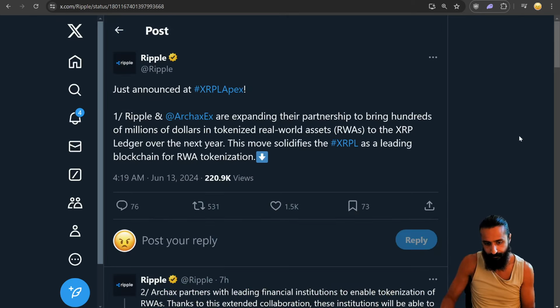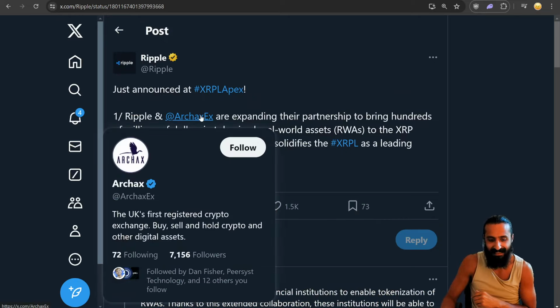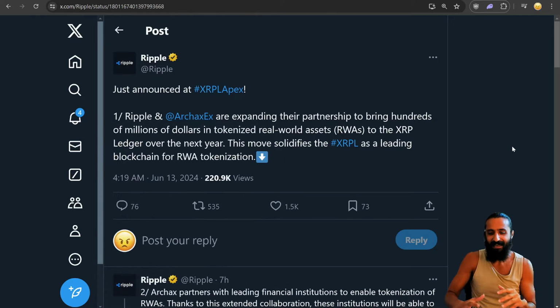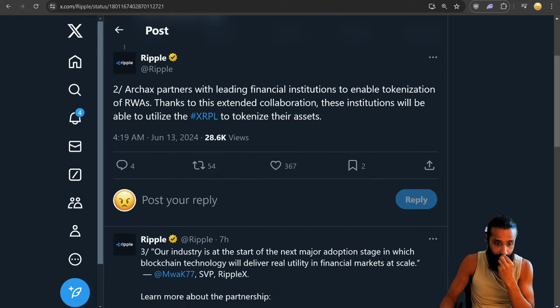We'll see what happens. Just announced that XRPL Apex, Ripple, and Archax are expanding their partnership to bring hundreds of millions of dollars in tokenized real-world assets, or RWAs, to the XRPL over the next year. This move solidifies the XRPL as a leading blockchain for RWA tokenization. And there's a couple of nice threads with this. So the partnership with leading financial institutions to enable tokenization of RWAs. Thanks to this extended collaboration, these institutions will be able to utilize XRPL to tokenize their assets.